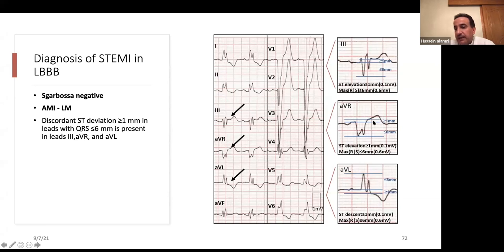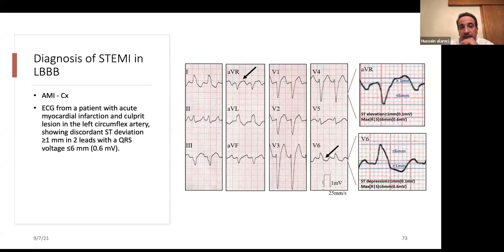In AVR, again, there's more than 1 millimeter ST elevation. And in AVL, there's more than 1 millimeter ST depression. This indicated MI, and the patient was taken to the cath lab and found to have LAD occlusion.